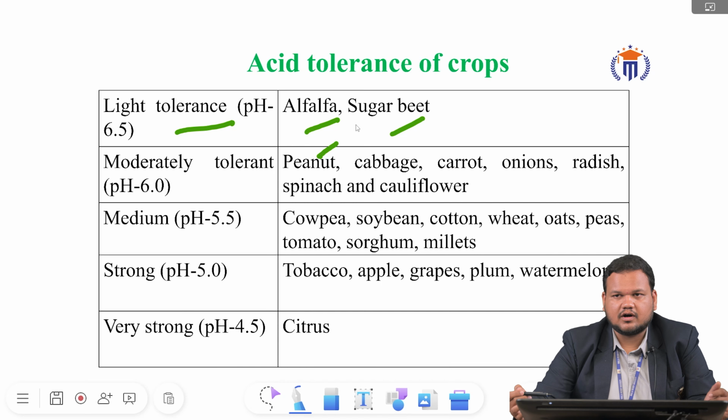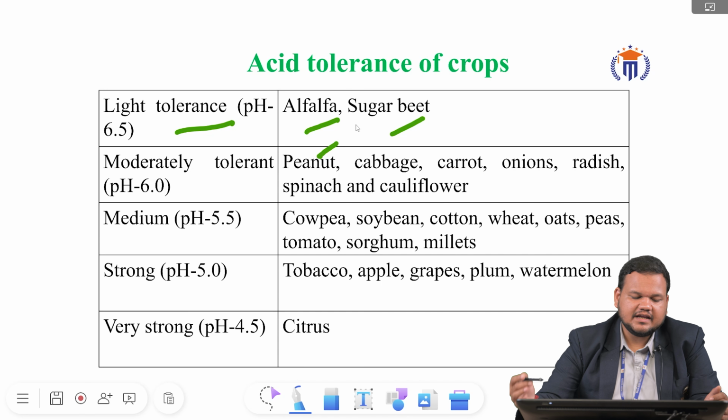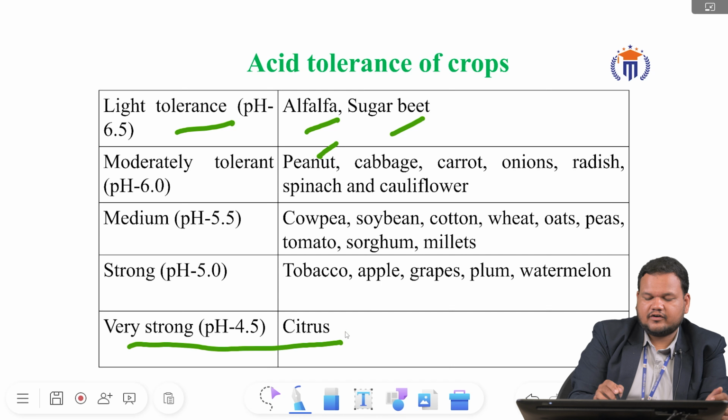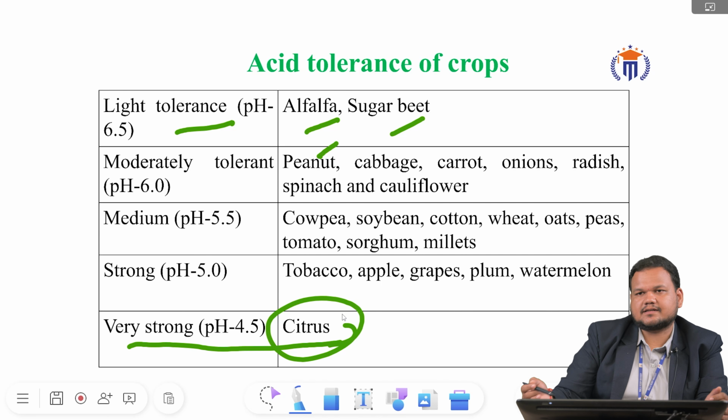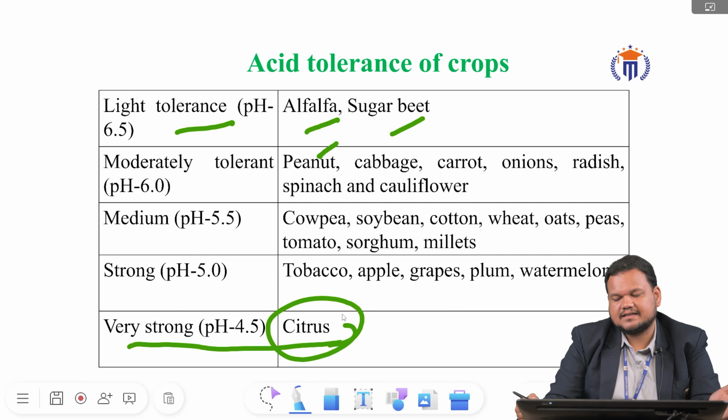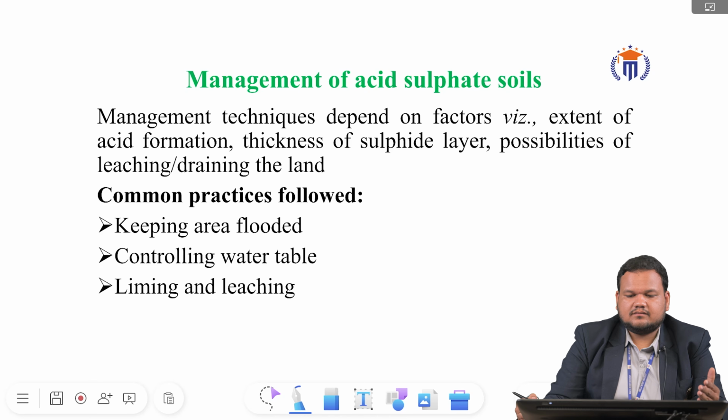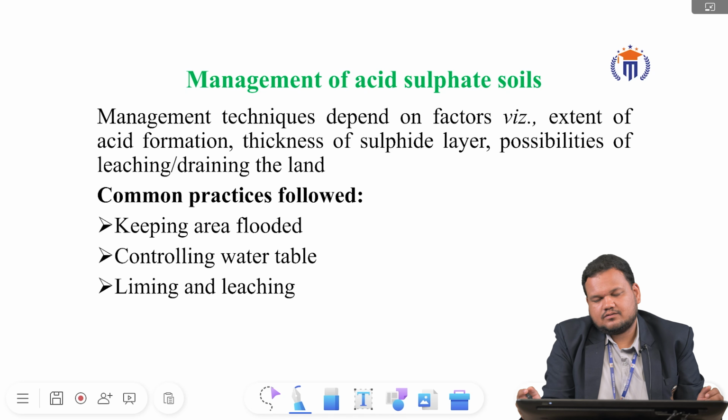Whereas the strong, which can withstand more amount of acidity, is your tobacco, apple, grapes and watermelon. And very high, that is a pH of 4.5 also, we can grow this particular citrus crop, which is able to withstand this acidity. And these are the management practices. So these are the reclamation measures for your acid soils.